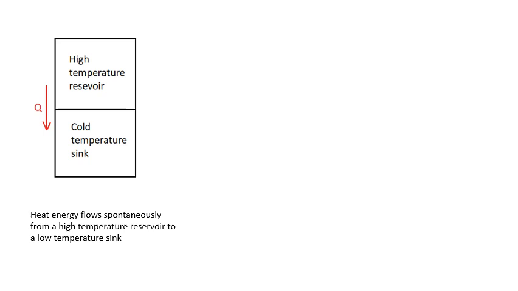This schematic diagram, look what's happening here. You've got a high temperature reservoir and you've got a cold temperature reservoir, or you could say you've got a high temperature source of heat energy, and you have a cold temperature sink. And heat energy will naturally flow from the high temperature to the low temperature from the second law. Heat energy flows spontaneously from a high temperature reservoir to a low temperature sink.